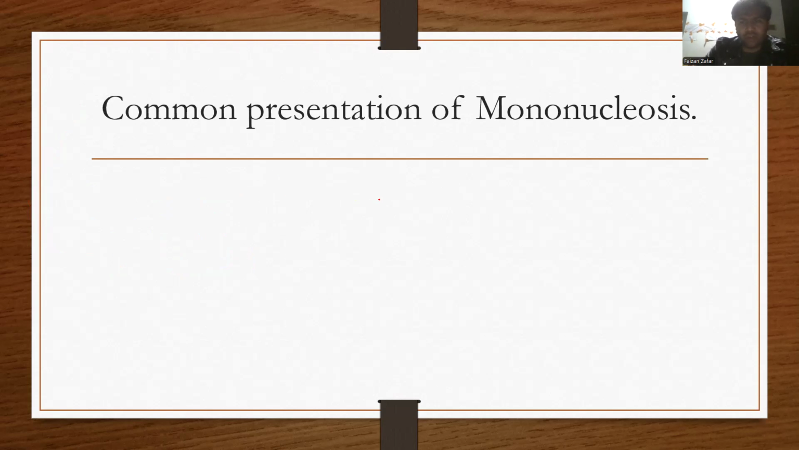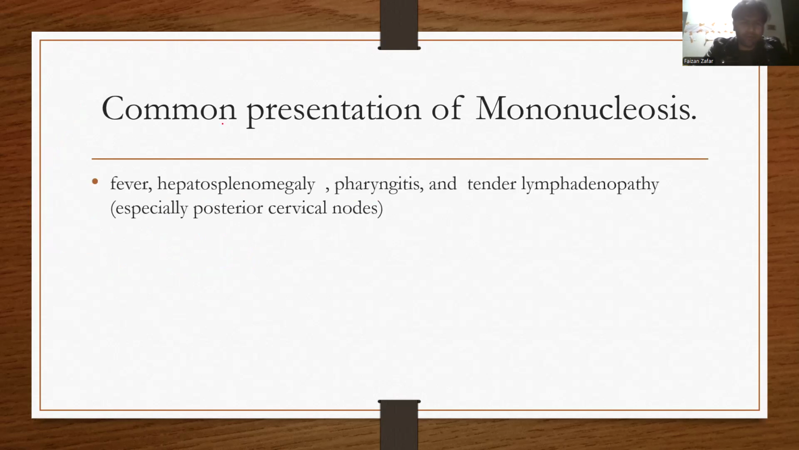What are the common presentations of mononucleosis? These are fever, hepatosplenomegaly, pharyngitis, and tender lymphadenopathy. That is very important: tender lymphadenopathy, especially of the posterior cervical node. Very important: fever, hepatosplenomegaly, pharyngitis, and tender lymphadenopathy.